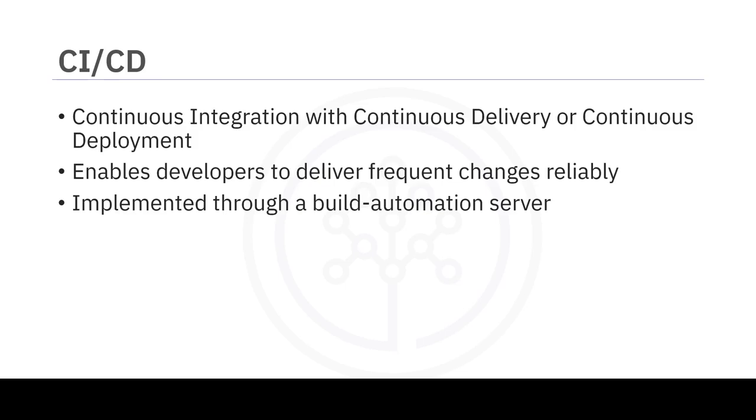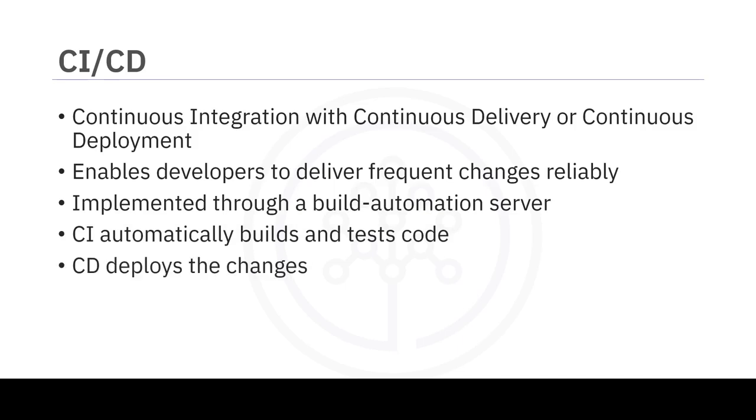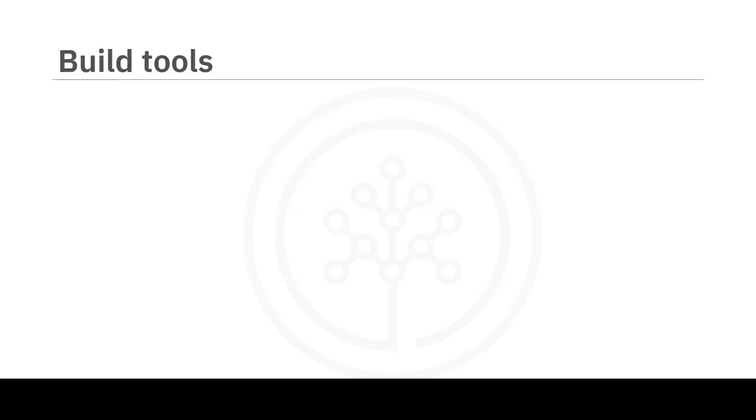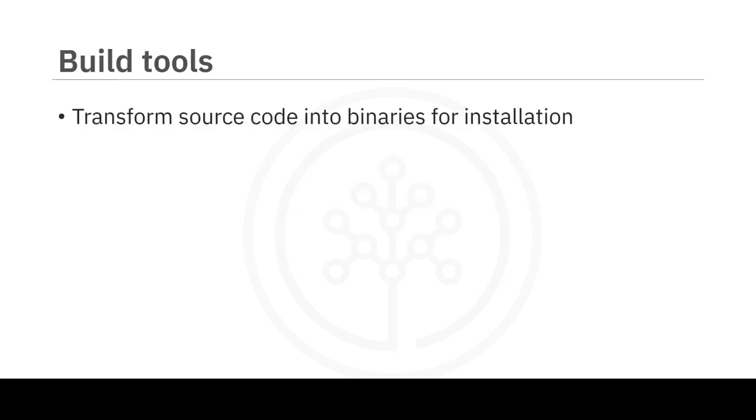A CI build environment enables you to integrate newly developed code frequently, at least every day, if not every hour, depending on how quickly the project changes. Continuous delivery, or CD, begins where CI ends. The CI process automatically builds and tests your code, then CD deploys all code changes in a build to a testing or staging environment.